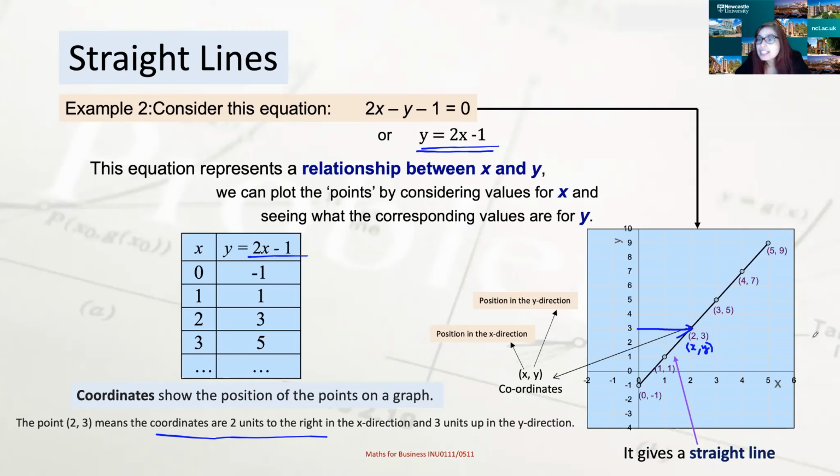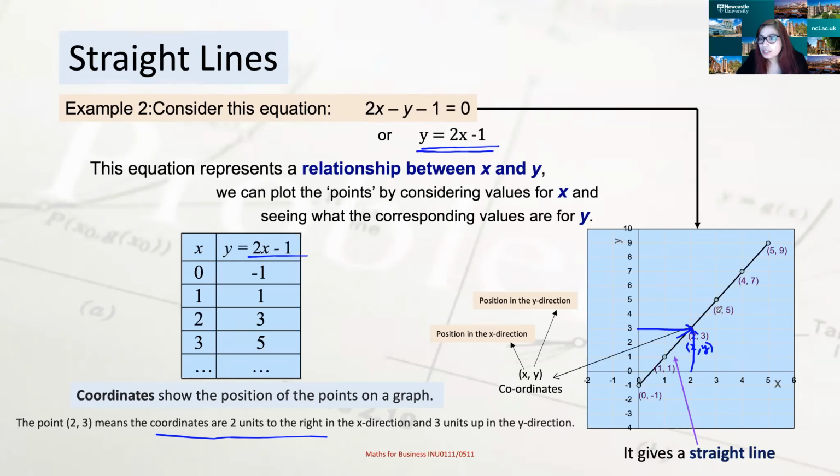2 units to the right in the x direction, and 3 units up in the y direction. It's very important you understand this, yeah? By looking at a point, you should be able to describe or virtually see where the point lies, where the position of the point is, yeah?